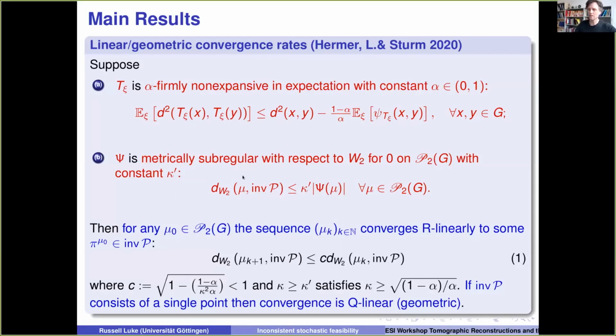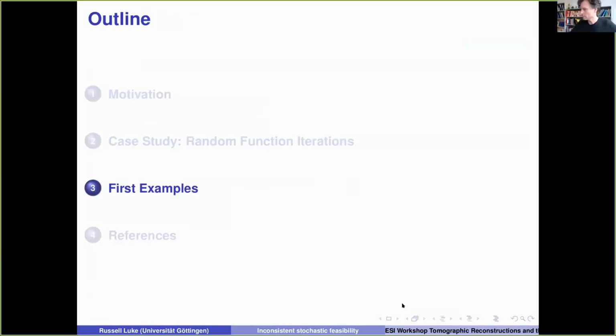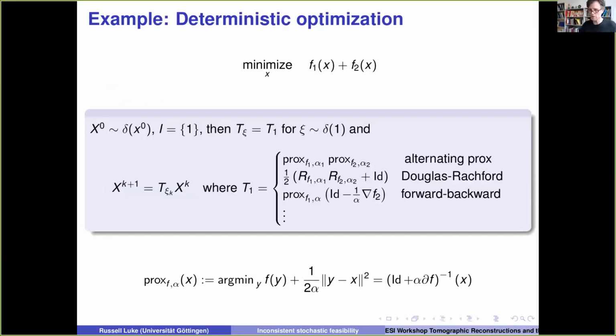So as long as these two assumptions are satisfied, then starting at any initial probability measure that's finite with respect to the 2-Wasserstein metric, the sequence will converge R-linearly to some invariant measure, and that invariant measure will depend on the initialization. So that might not be a unique point. The rate constant is given by the constant alpha in alpha firm non-expansiveness and kappa that's characterizing the metric subregularity. If the set of invariant measures consists of a single distribution, then you get Q-linear or geometric convergence.